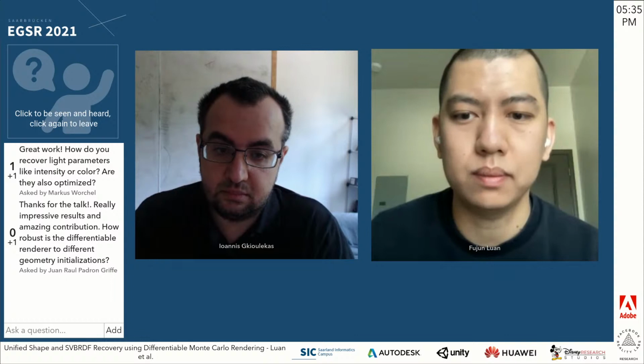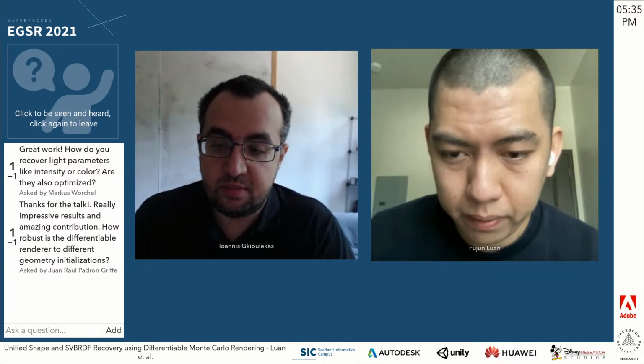OK. Another question is by Juan Raul Padron Grife. Thanks for the talk. Really impressive results and amazing contribution. How robust is the differentiable renderer to different geometry initializations? I actually had the same question, in the sense that I noticed that in a lot of the models, Kinect Fusion gives a pretty good initialization. Obviously, a lot of detail is missing, but you get a nice surface that has about the right topology. So if you were to start from, say, a sphere, and you wanted to deform that into your shape, would that work well?